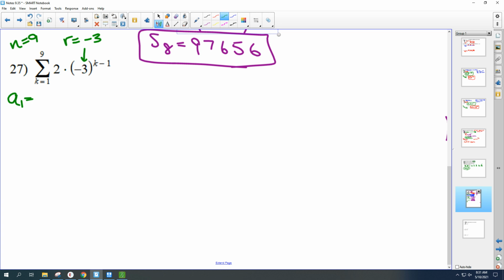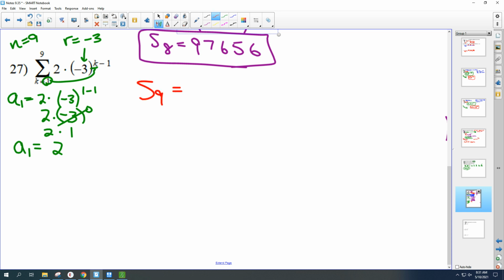A1 is what you would get if you plugged in 1, or this number right here. So we have 2 times negative 3 to the 1 minus 1. That's 2 times negative 3 to the 0. And negative 3 to the 0 is 1, but we have to multiply it by 2, so 2 times 1 is 2. A1 is 2. That's the first term.